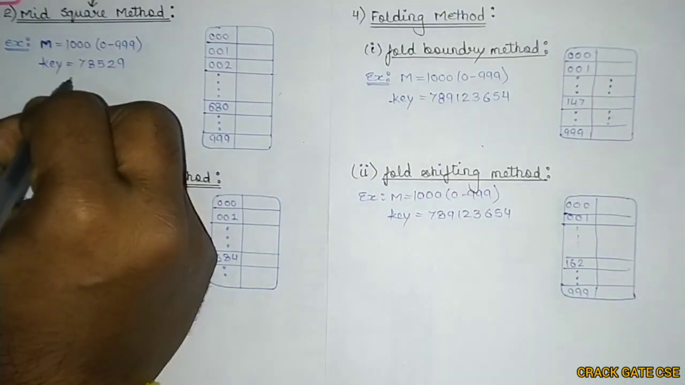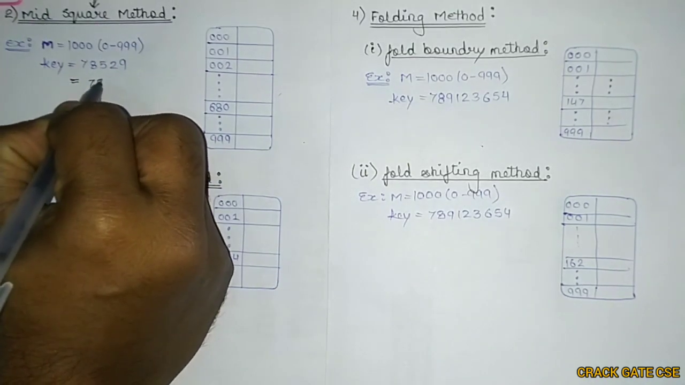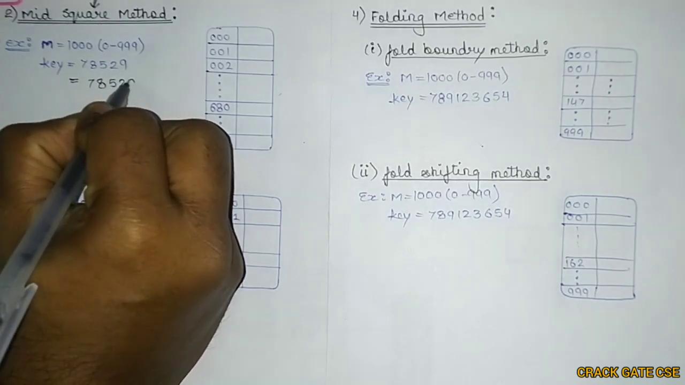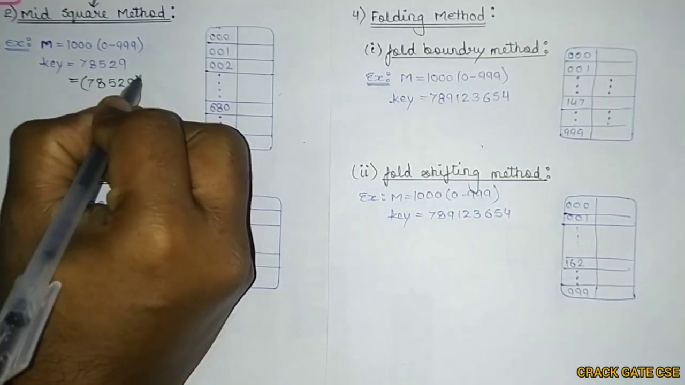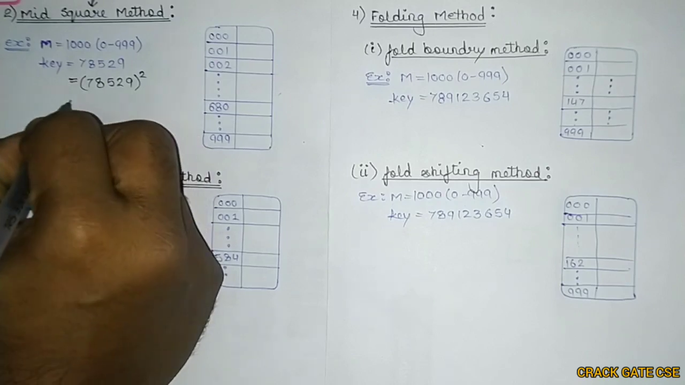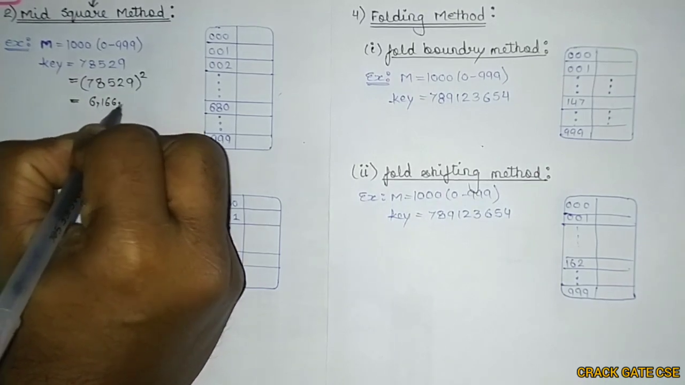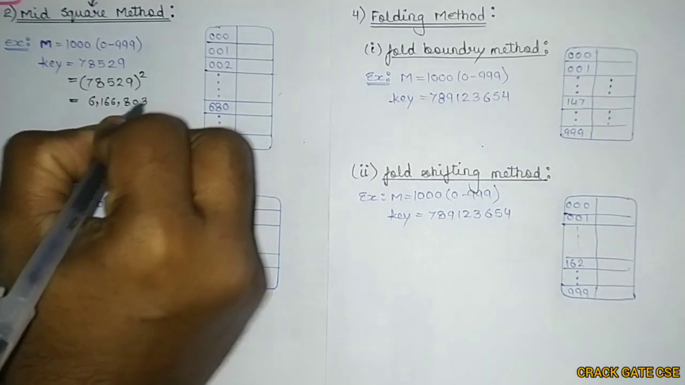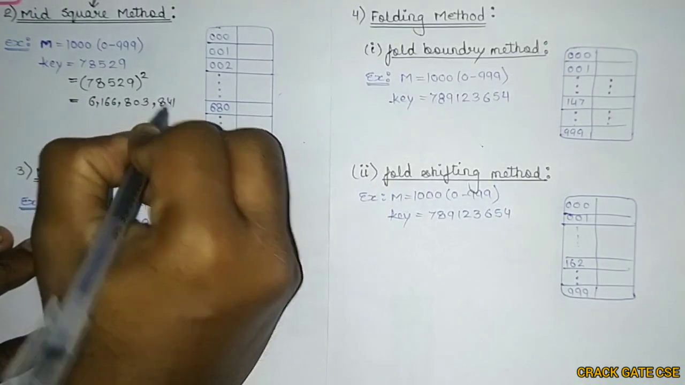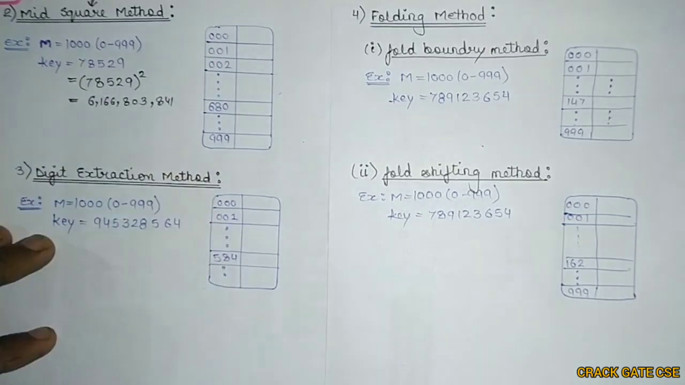The given value is 78529. We will be finding the square of this. So the square value of this will be nothing but 6,166,803,841. So this will be the square of this particular value.